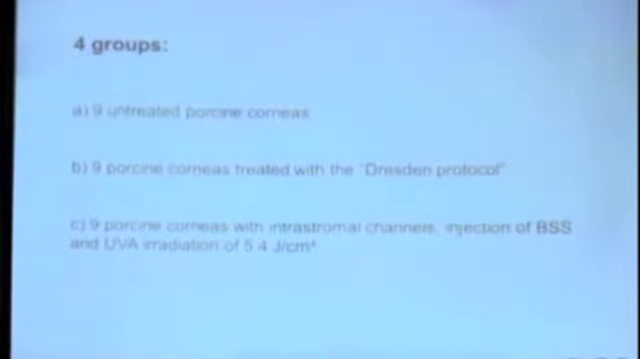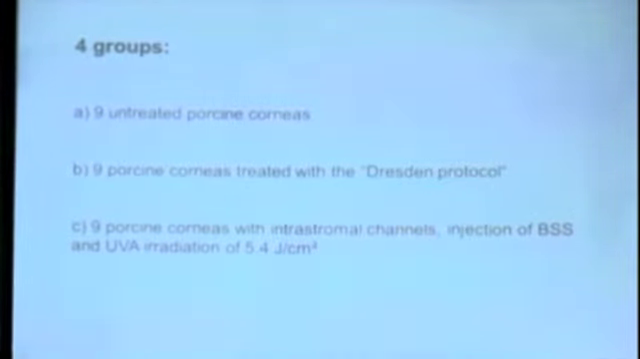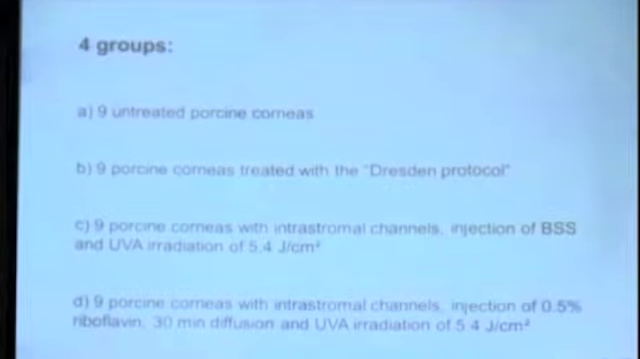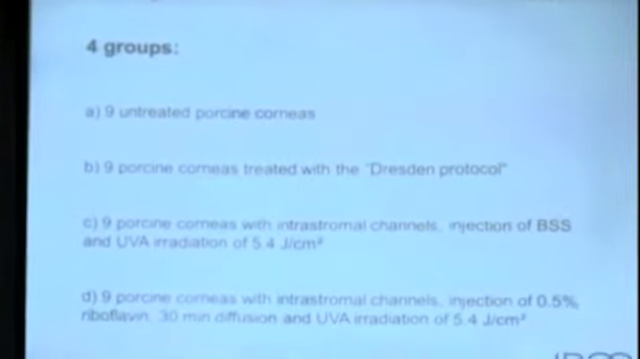This was just presented 1 week ago at the Crosslinking Congress in Dublin. We compared 4 groups: 9 untreated porcine corneas, 9 porcine corneas treated with the Dresden protocol, 9 porcine corneas treated with the intrastromal channels, but instead of using riboflavin, we just injected BSS, the salt solution, and UVA radiation of 5.4 joule per square centimeter. And the last interesting group, we did this on 9 porcine corneas with intrastromal channels and an injection of 0.5% riboflavin.